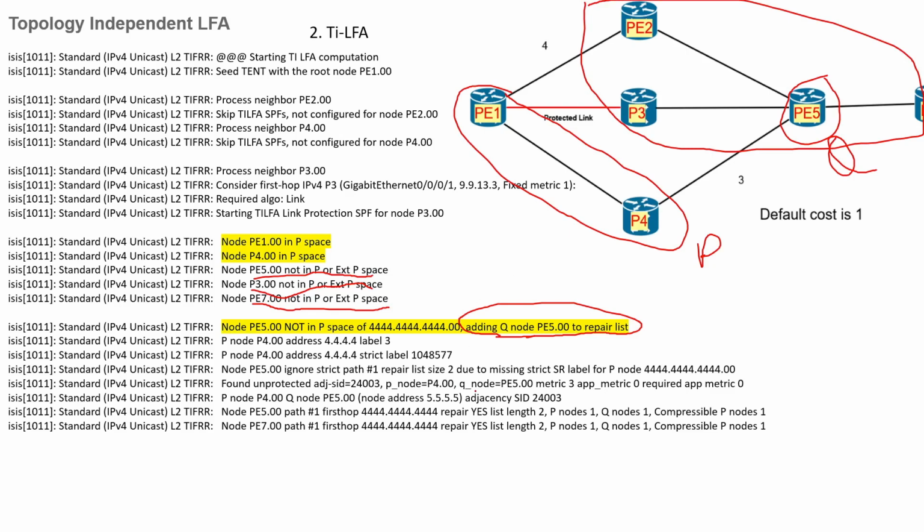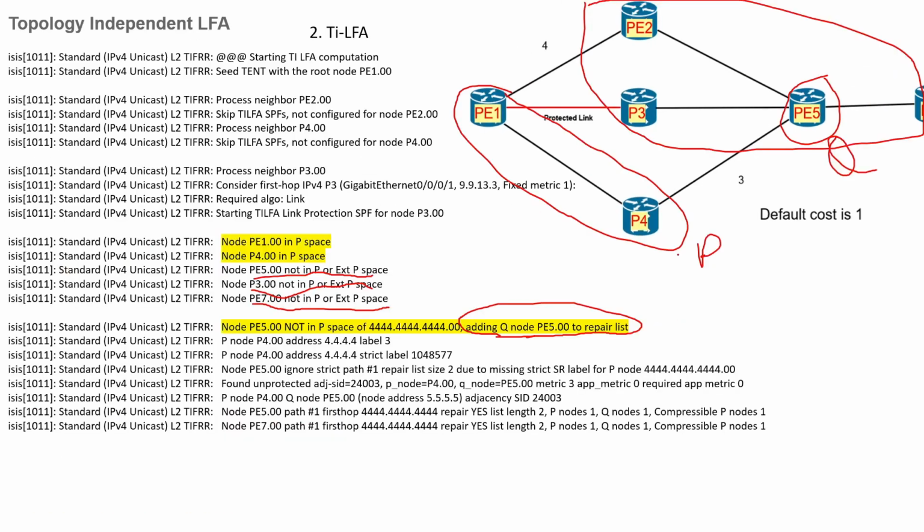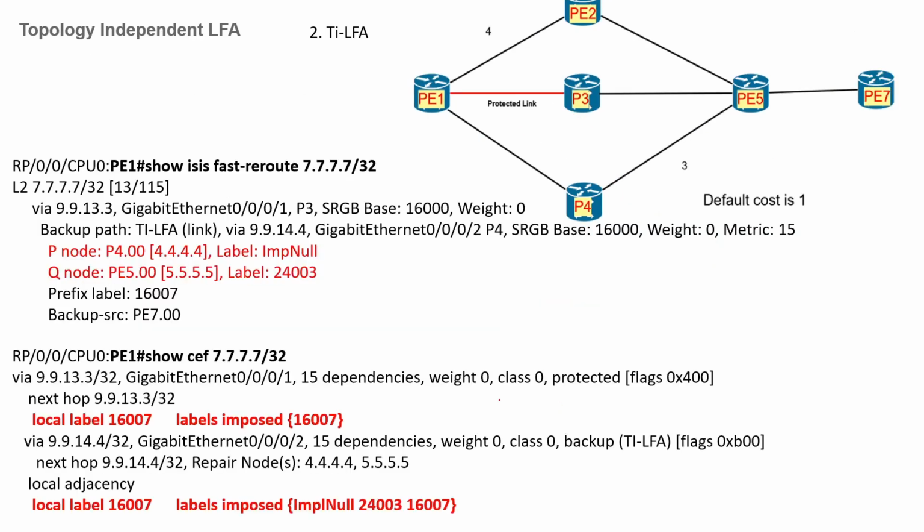Then based on that, routers are going to figure out the SID. As I said earlier, for P node, router is going to use prefix-sid, and if you want to reach the Q node, it's going to use the adjacency-sid. So you can see here for P node, it is the explicit null, hence it is not showing any label here. But for Q node, it has figured out the adjacency-sid between P4 and PE5.